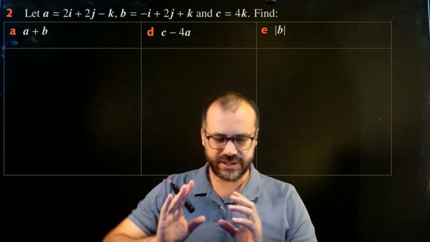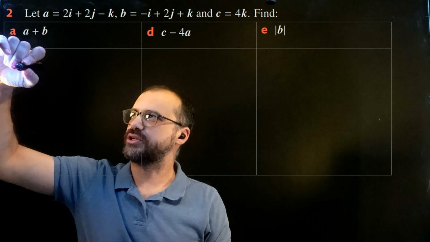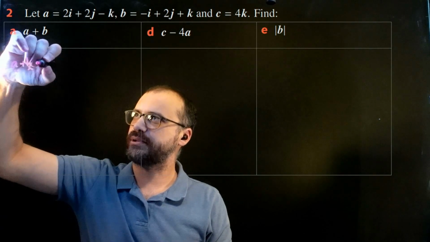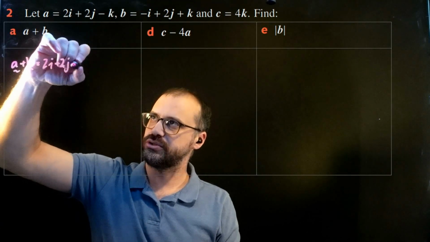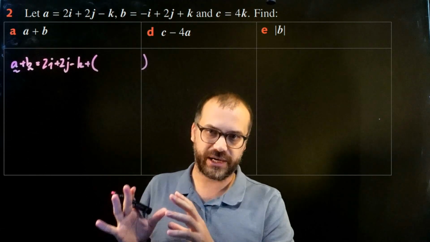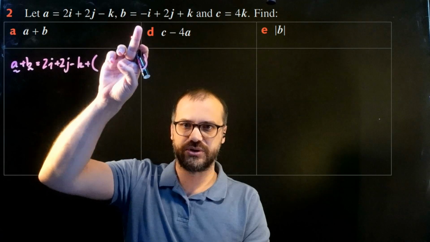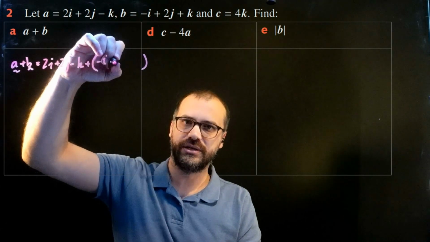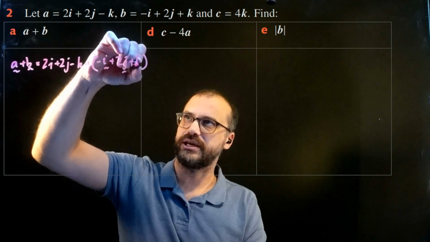So don't overthink this. Everything that worked in 2 dimensions also works in 3 dimensions. So let's go. We've got vector A plus B. Now A is 2i plus 2j minus k. And then I'm going to add, and I'm going to put the next one in brackets, because sometimes if you're dealing with negatives, things can get funky. So we're going to do negative i plus 2j plus k.